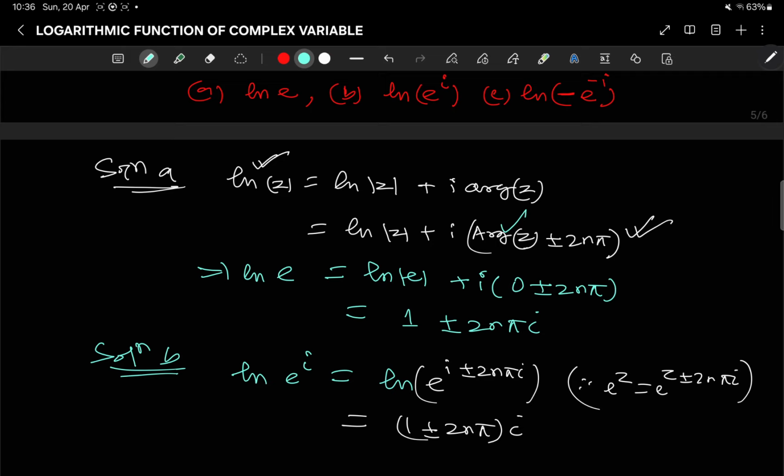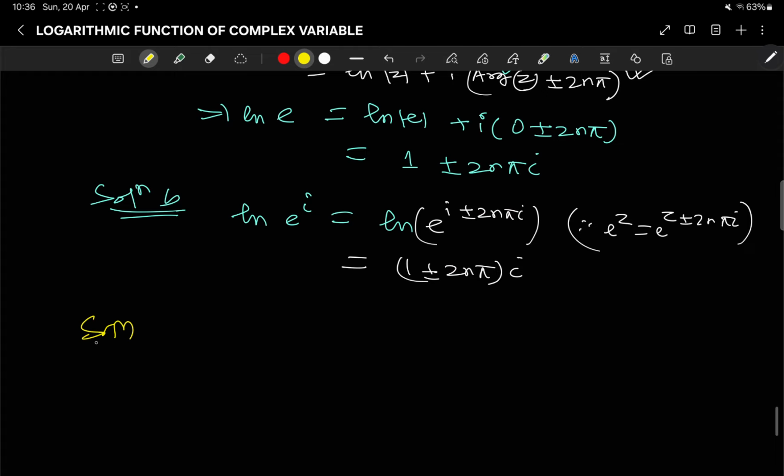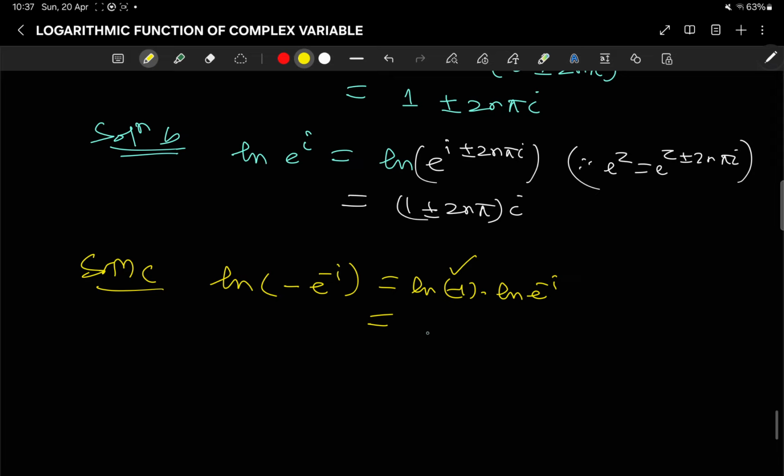Then coming to the third one, ln of minus e to the power minus i. Solution c: ln of minus e to the power minus i. So this is ln of minus 1 into e to the power minus i. So ln of minus 1, you can write it as ln of the modulus plus i arg z, where i is the argument of minus 1, which is π, and into ln e to the power minus i.